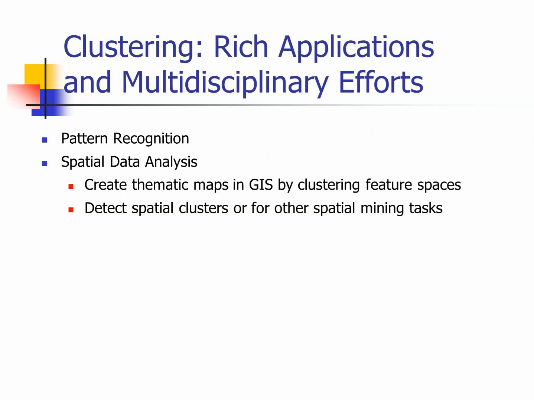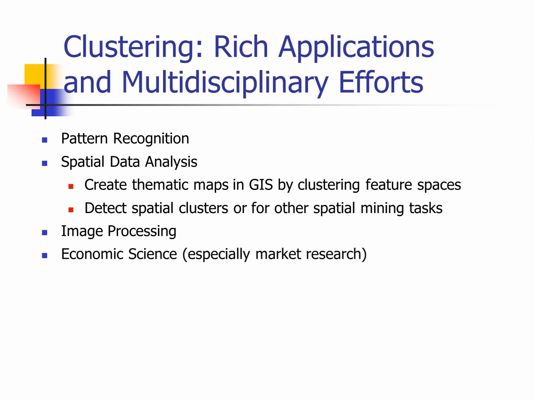We can detect spatial clusters for other spatial mining tasks. In image processing, like we mentioned, most images can be easily dissected into, say, RGB for each pixel. And by looking at the pixels as well as their connectivities, you can cluster those things by color, by shape, by many different things.